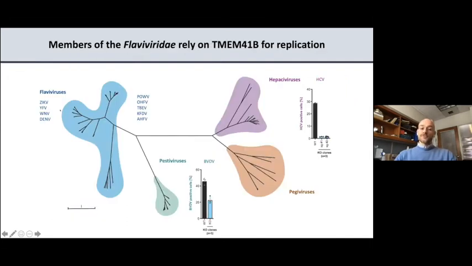So this was for the flaviviruses, but the Flaviviridae also include other genera like the Hepaciviruses, Pegiviruses, and Pestiviruses. We tested for the Hepacivirus, hepatitis C. The virus is impaired in knockout cells. And similarly, in Pestiviruses, where we tested BVDV, the virus is impaired in replication in these knockout cells.